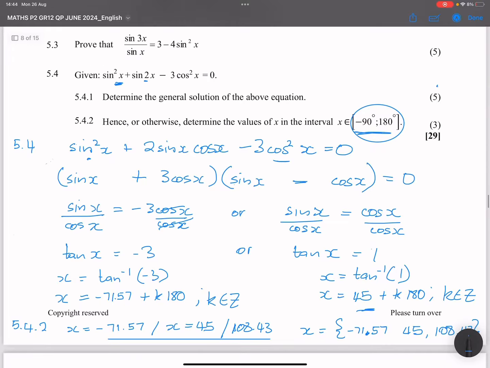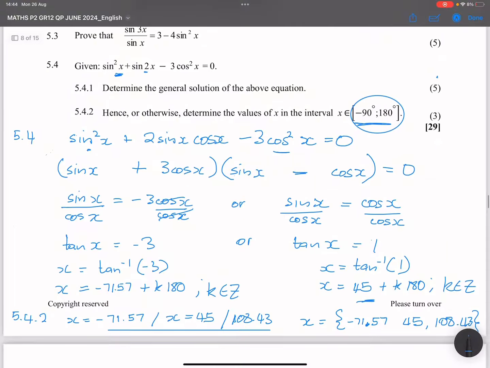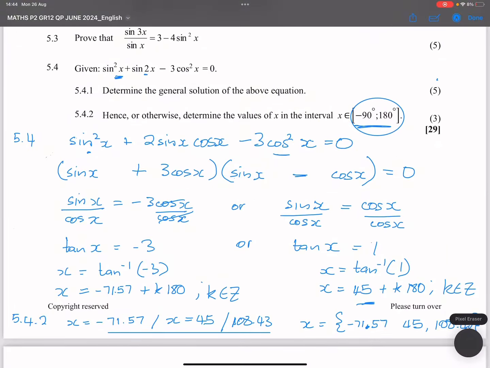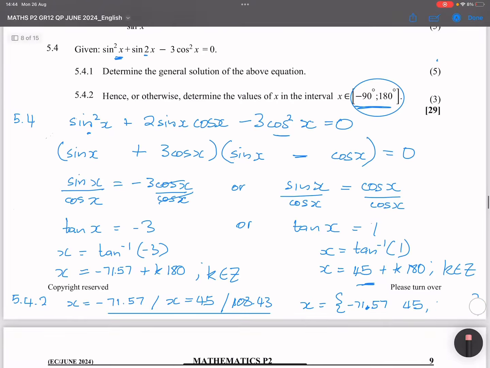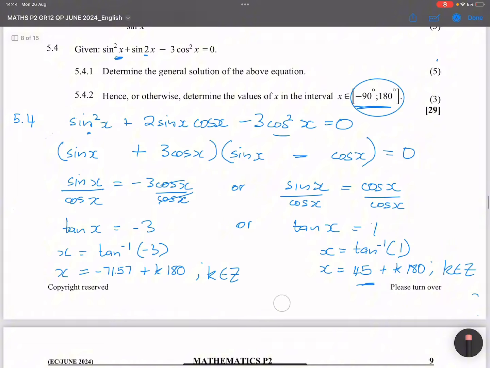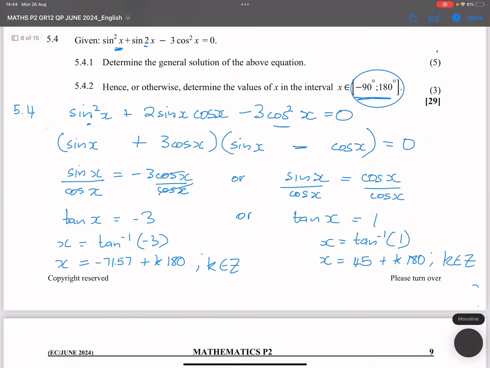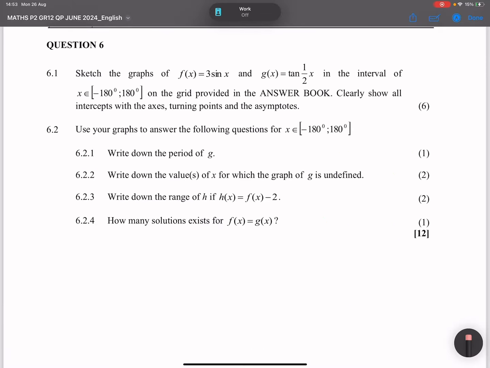Really do make sure that you understand this section quite well. Otherwise, just go and look at the videos that I have of this very section. They will help you quite a lot. Right, ladies and gents, let's go on to the next part. Let's go on to question 6.